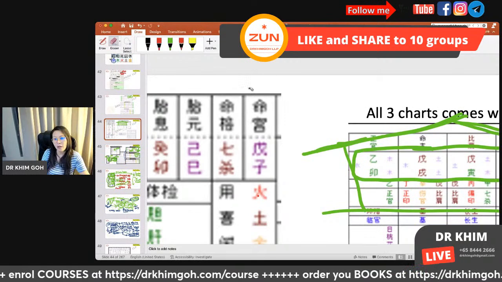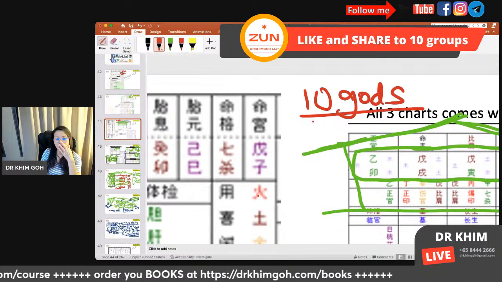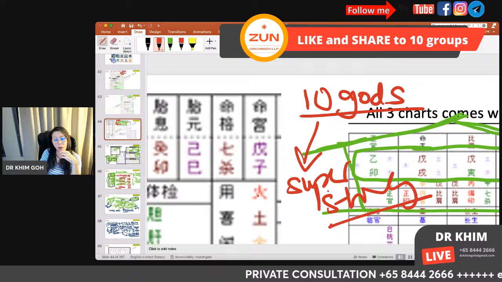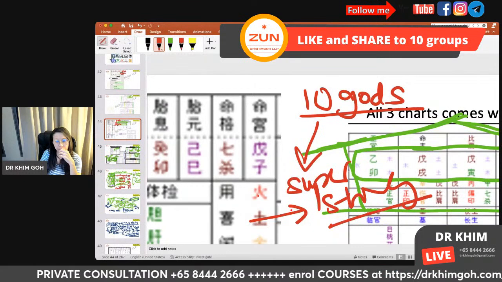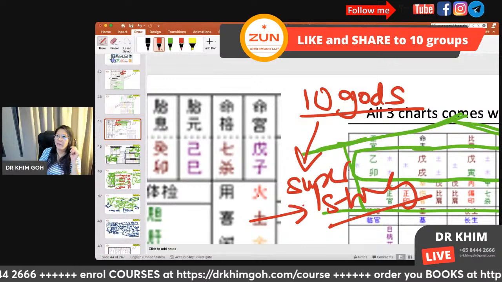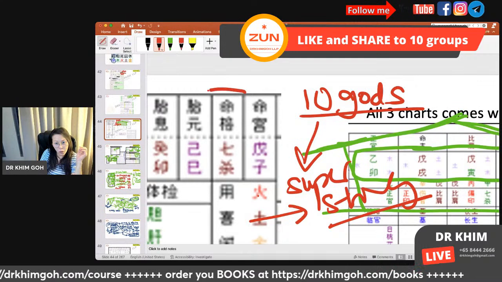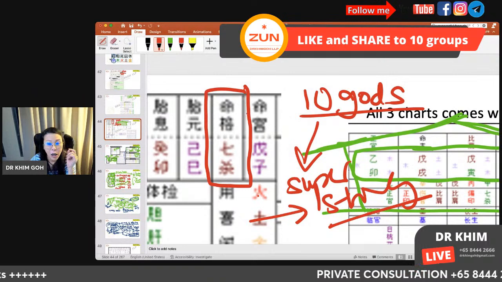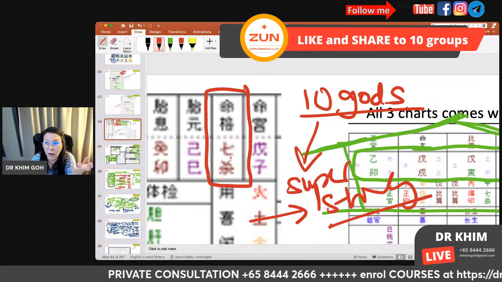You know there are 10 gods, right? Out of the 10 gods, surely there is one god that is very strong, super strong. This super strong one can make you very successful or can destroy you. So you look at this one of yours. What are you? Then you type there and I explain to you. You type in the comment box. I let you know what your Ming Ge is, then what you should look out for success and what you should look out for failure.